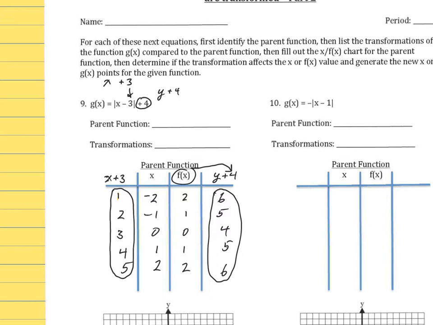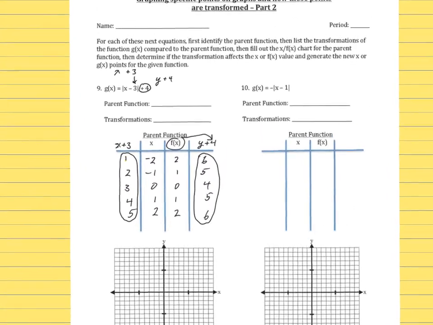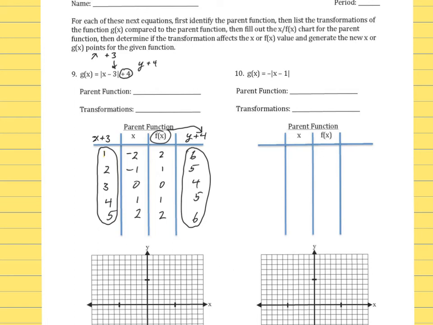So, for instance, let's go to the next page. Well, I'll tell you what, let's do this one first. Okay, let's see if we can do the next one. So again, the parent function is the same, so the numbers that we start with are going to be the same. Right? -2, -1, 0, 1, 2, right?